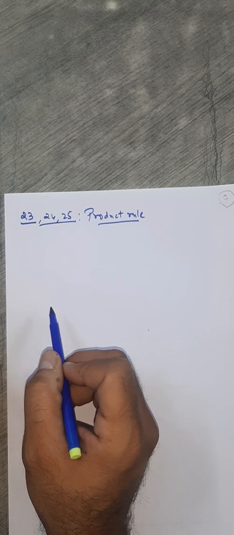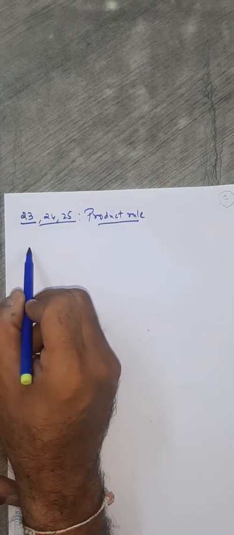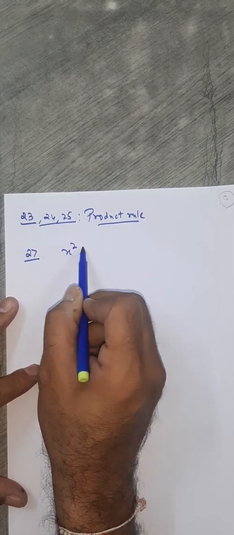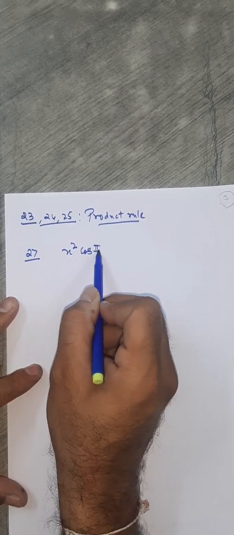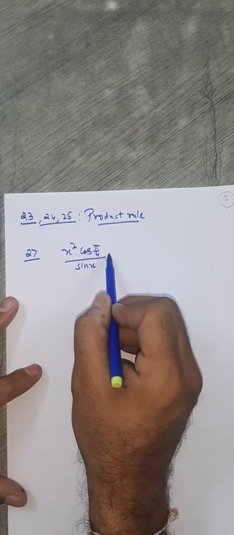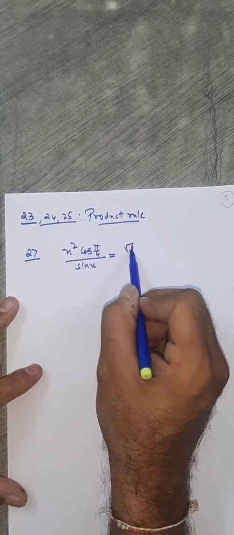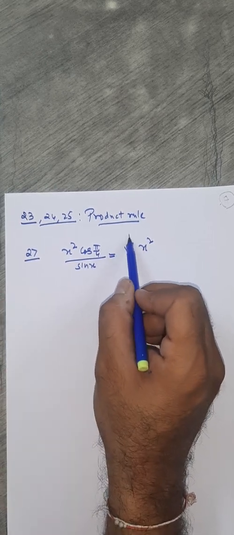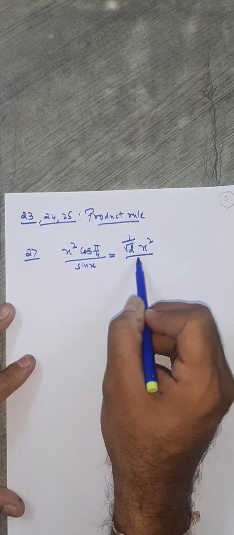Okay, 26th, same division rule. I'll go to 27th. x squared cos pi by 4. It is a constant, you know the value of cos pi by 4, which is 1 by root 2. So 1 by root 2 x squared upon sine x. Now we differentiate it.